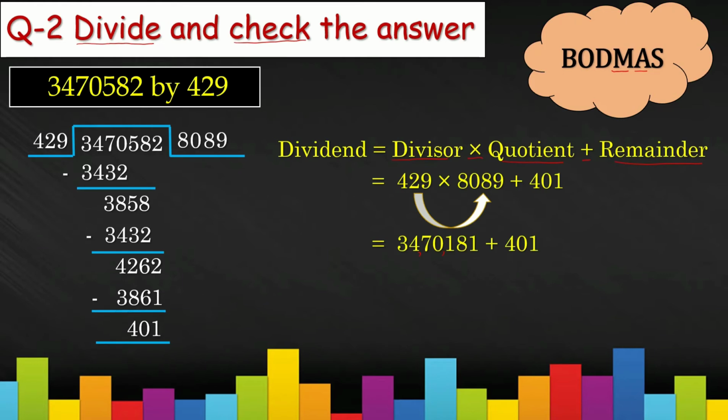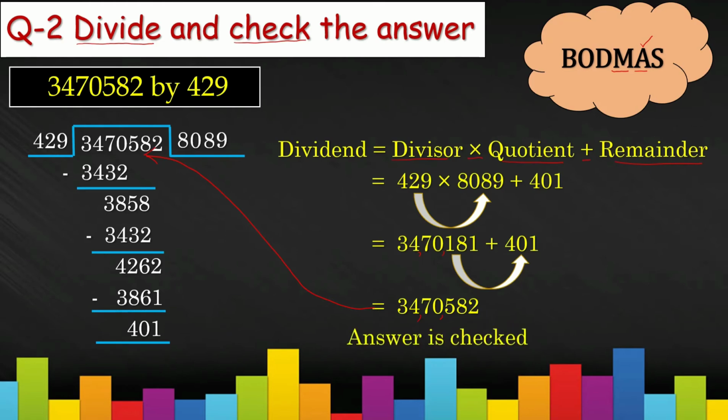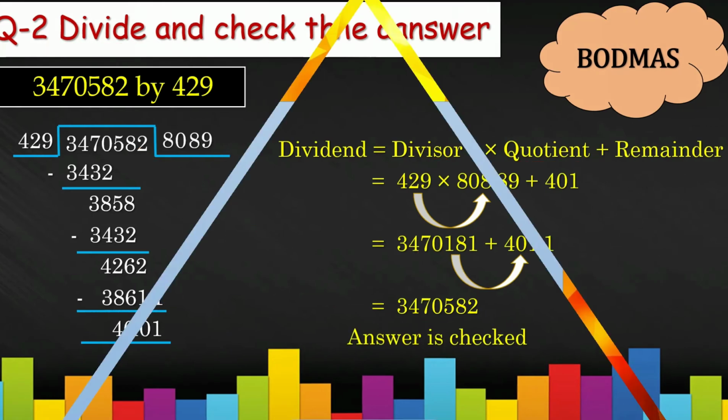And we get the number 34,70,181 as the answer. 401 will be copied down in the same format, and after that the addition, that is A, is after multiplication. Now we will add these two numbers and we will get the answer 34,70,582. Now the answer that you have got is the same as the dividend, which means the answer is checked and you have done the division correctly.